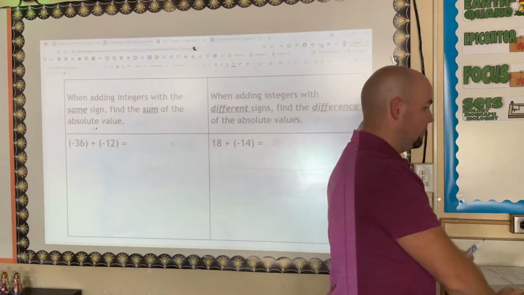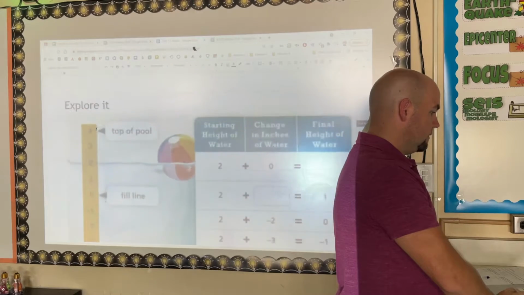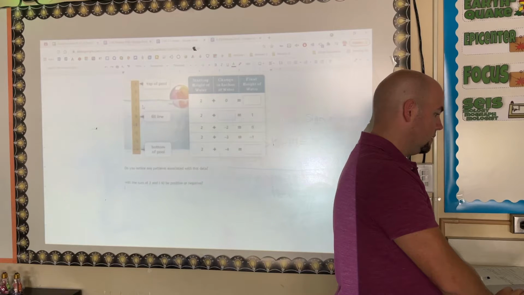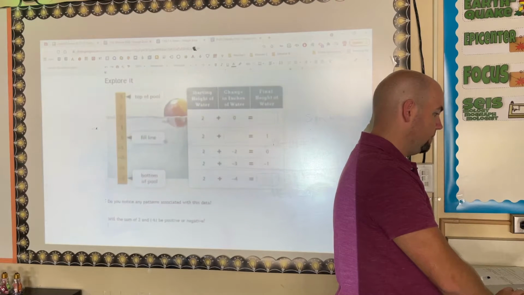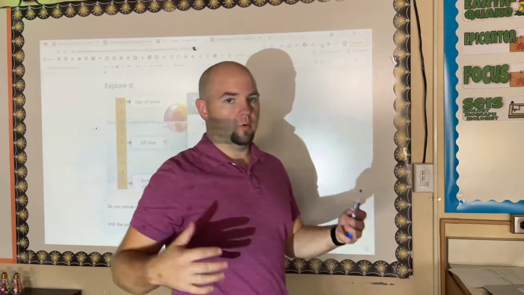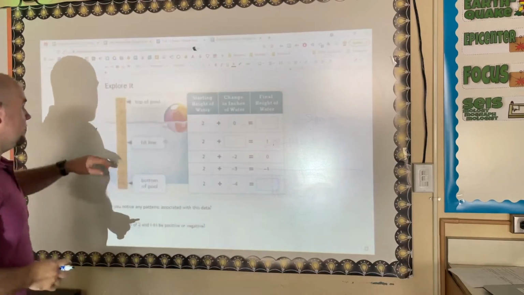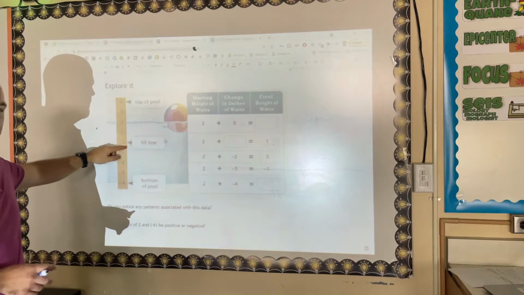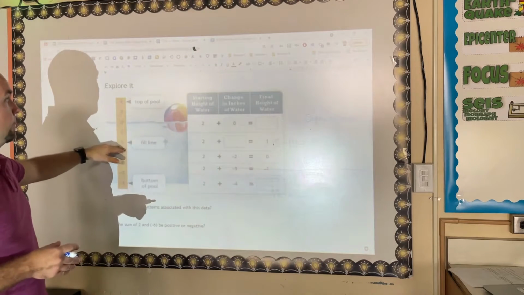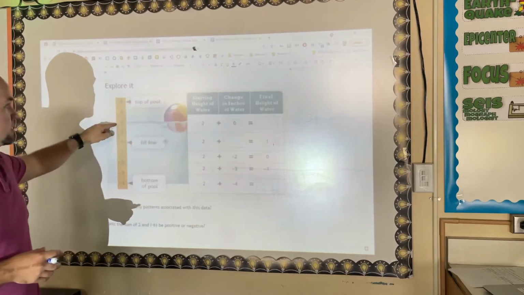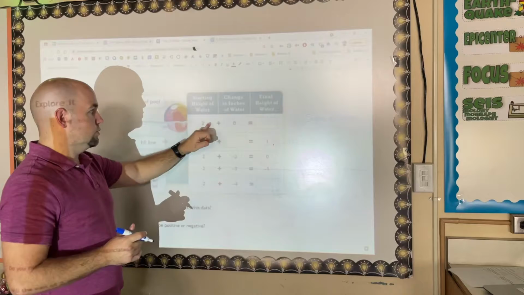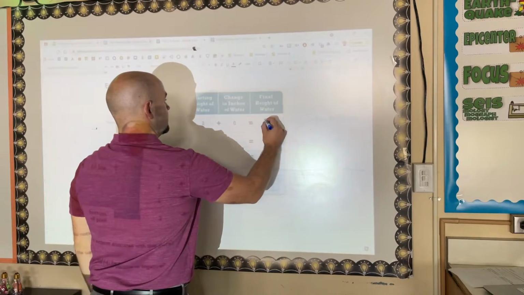Couple of examples, a couple more examples. So if we're looking at a pool, let me zoom out. So I have a pool, we're filling it up with water. We start at 2 inches, 2 inches above the fill line. The fill line, we can think of that as 0. So the starting height of the water is 2. We're not taking any water out, so change in inches, 2 plus 0 equals 2.